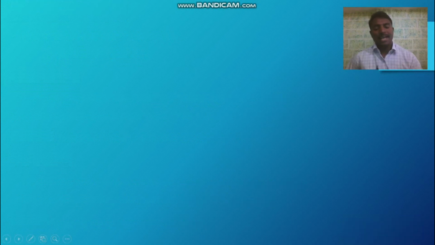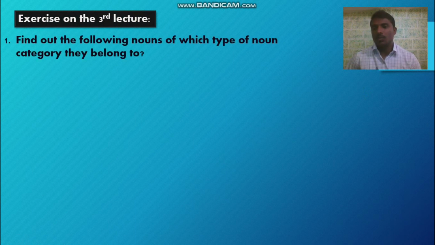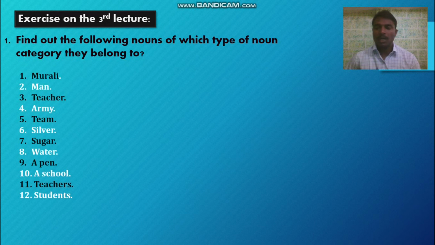So let us go to the exercise for this third lecture. The exercise is to find out which category of noun the following nouns belong to. Murli, man, teacher, army, team, silver, sugar, water, a pen, a school, teachers, students. Take a pause and give the right answers for which category of noun they belong to.